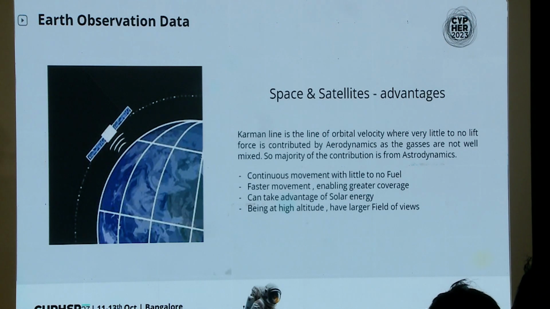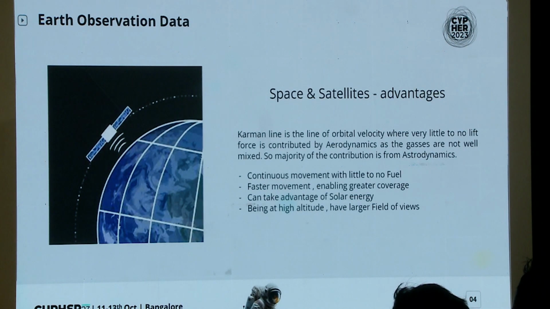Okay. Now, what are the advantages? First, continuous movement with little to no fuel. You can actually use your inertia to move for a month or for a year with absolutely no fuel, with the initial velocity given by the rocket itself. Then we have faster movement because we are giving so much velocity to escape the gravity, so it can cover a lot of area. For polar satellites, it is 90 minutes to cover one orbit, right? So 90 minutes में वो पूरा Earth cover कर लेते हैं.